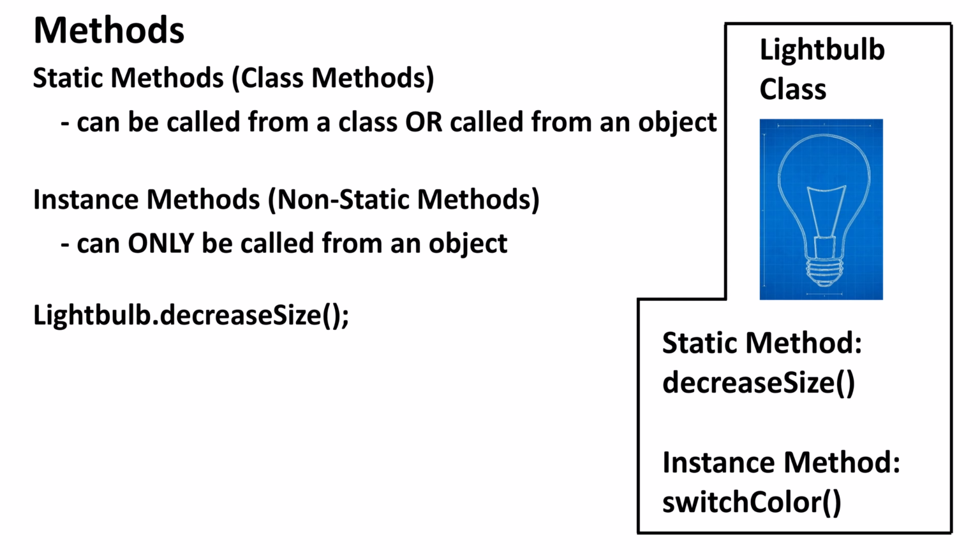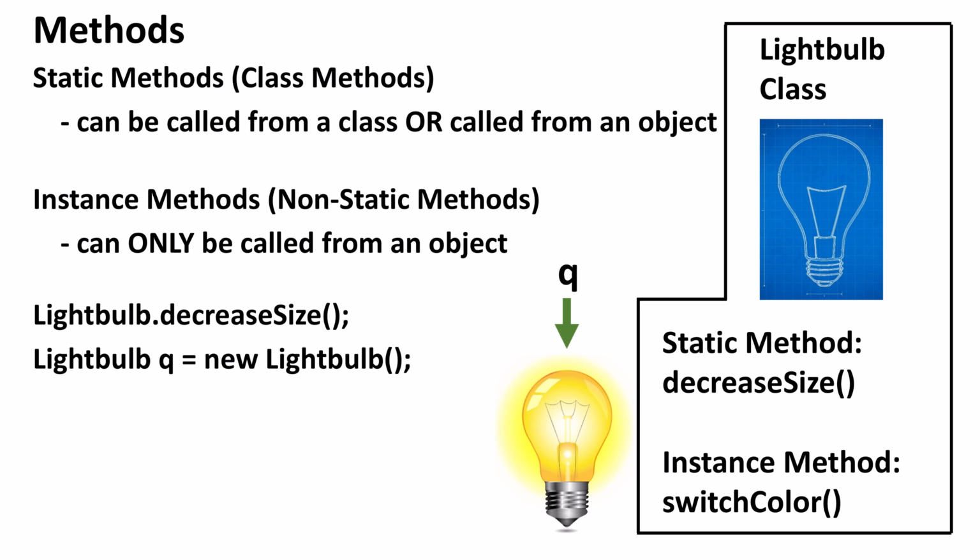LightBulb.decreaseSize. decreaseSize is static. It's a behavior of the class, so we can call it from the class itself. There doesn't even need to be an object in existence for us to call this method. Alternatively, we can create an instance of the LightBulb class. It's legal to call static method decreaseSize from the variable q because an object always has a class standing behind it. However, this could be confusing to other programmers reading our code. You should make a practice of calling static methods from the class itself like above.